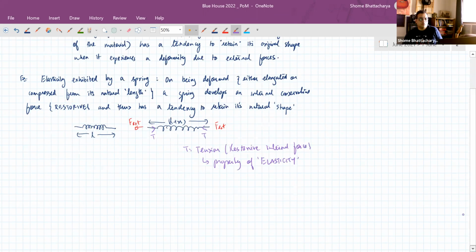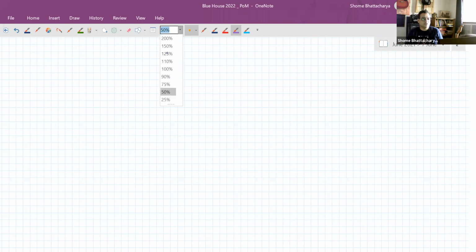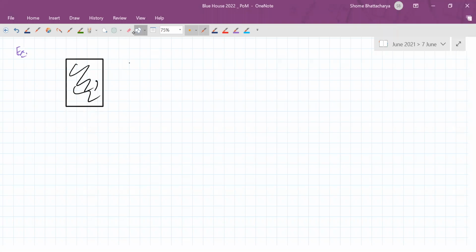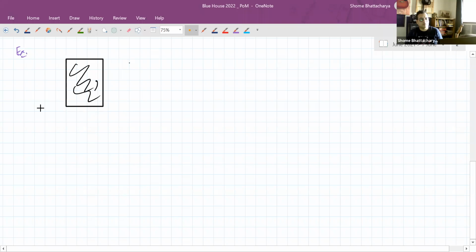Okay, now another example of elasticity is something like this. Suppose you have a solid block of rubber, which is bolted to the ground. So it's fastened securely. You have bolted it to the ground or attached it securely to the ground.